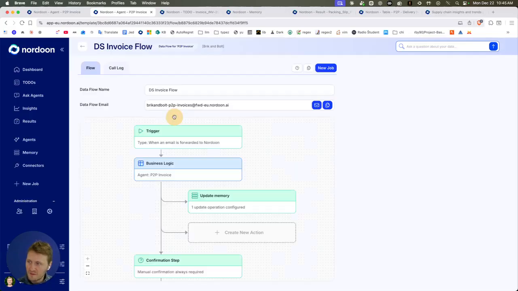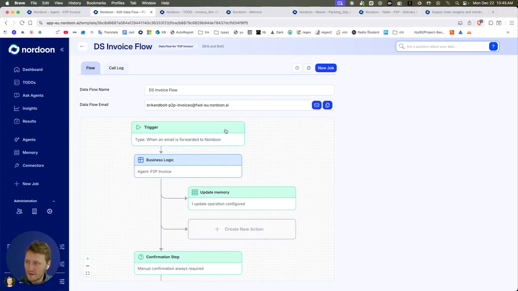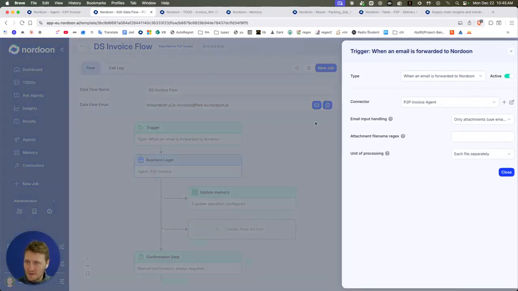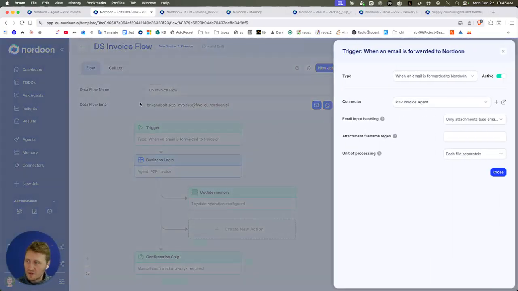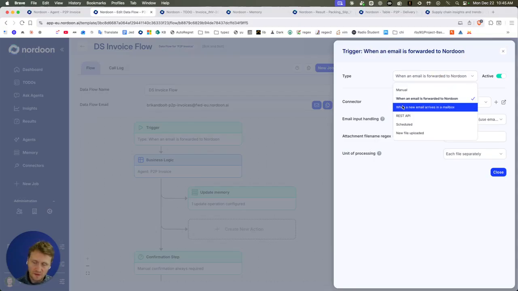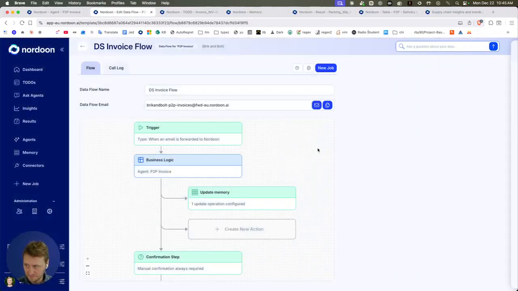In this case, the invoice flow involves several things. First we specify how the invoices will be ingested by our agent. In this case, this happens when an email is sent to the inbox of this agent, but it could also be, let's say, that the agent sits directly on a mailbox of an employee and automatically processes everything, or it could be fed by REST API or some other mechanism.